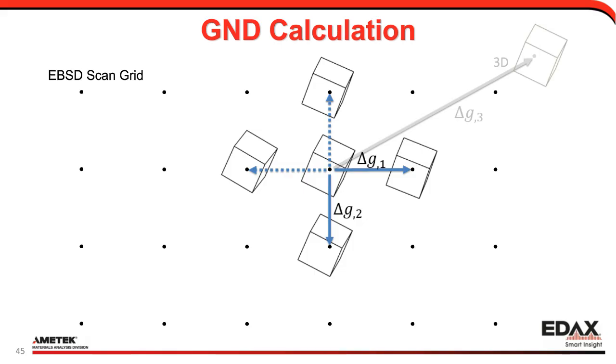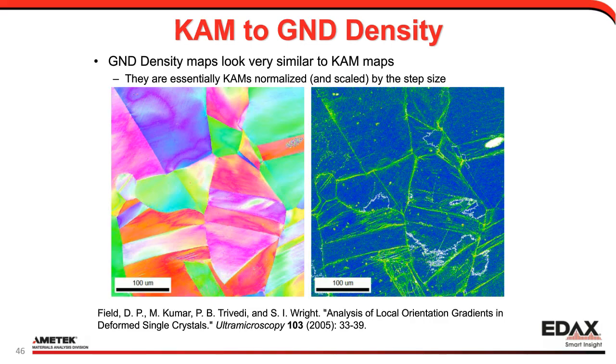So from that, you basically end up with a map that looks like that. Obviously, from the previous slide, it's going to be closely related to the CAM. What we do have to enter is the slip system, and so you will end up with different GND density maps depending on what slip system you use. Regardless, they will be quite similar to the CAM, basically scaled by the step size.